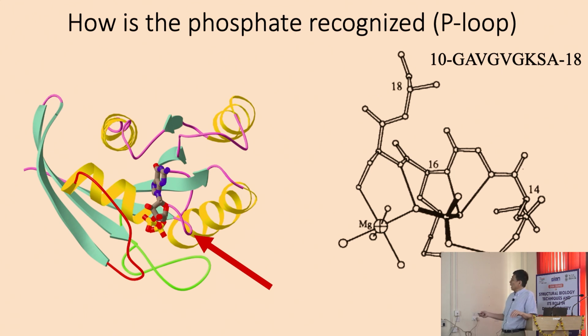Anyway, so you can see main chain hydrogen bonds to the phosphate, and then the serine and the phosphate coordinate the magnesium ion. And that's also very important. So many G proteins have a serine following the K. That serine is involved in mediating contact with the magnesium. Okay.